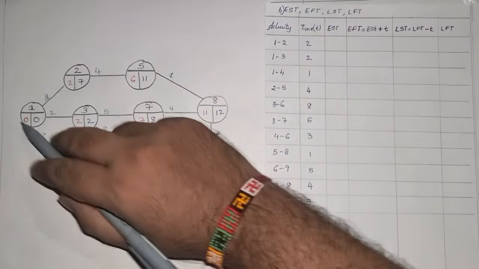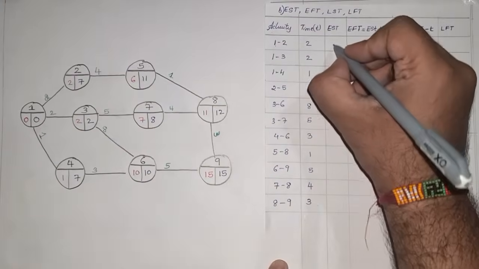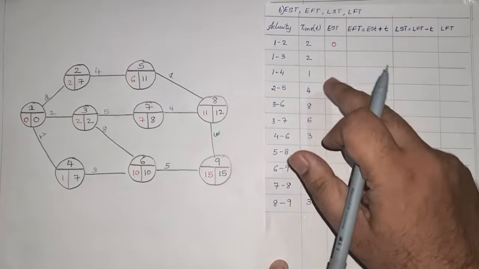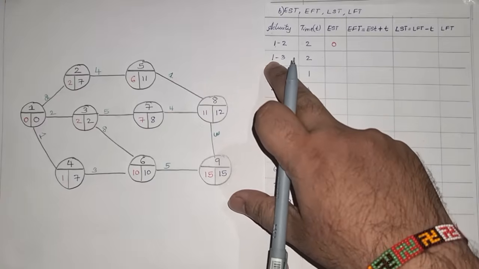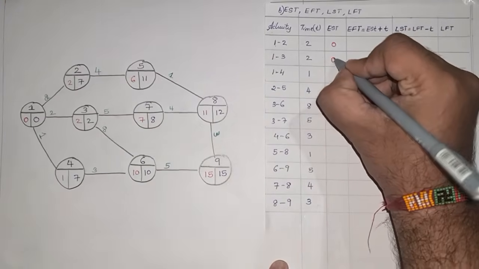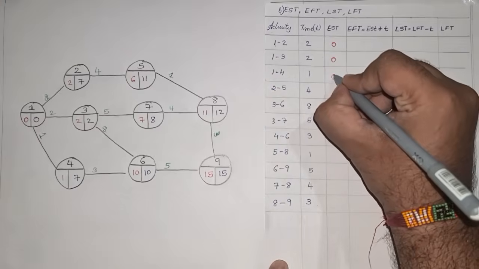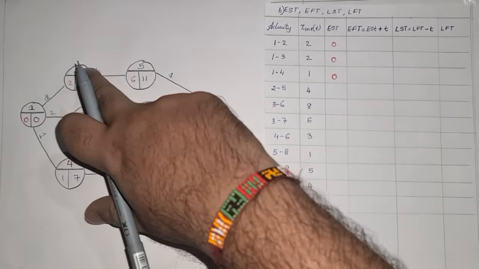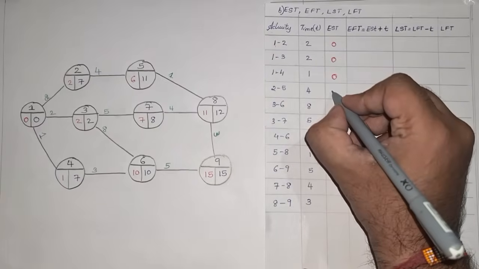For activity 1, the earliest start time is 0, so I'm noting it as 0. Again, the second also is activity 1, so it is again 0. For the third, again it is activity 1, so 0. For activity 2, this is activity 2, early start time is 2, so I'm noting it down as 2.